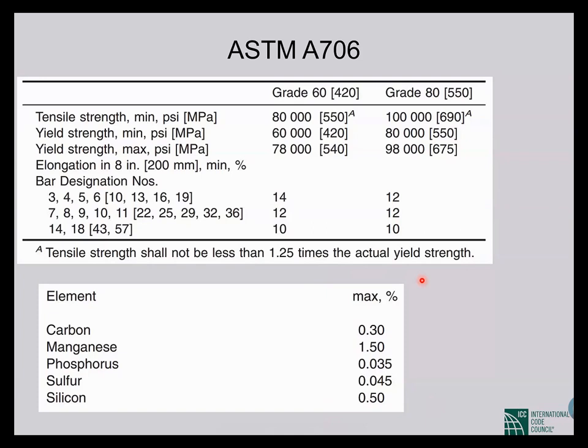In ASTM A615, only phosphorus is defined. That phosphorus cannot be more than 6%, and maybe one other is defined, but these are not defined in ASTM A615. But in ASTM A706, the metallurgical composition is clearly defined. And tensile strength shall not be less than 1.25 times the actual yield strength. So it means that if a rebar is according to ASTM A706, that means it is of ductility class D.